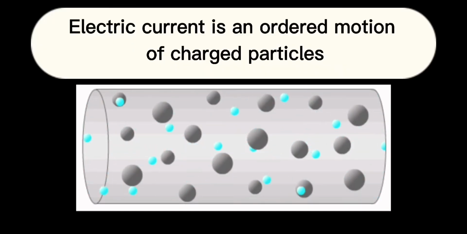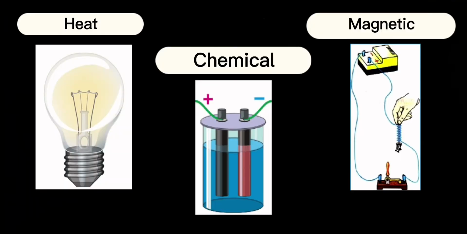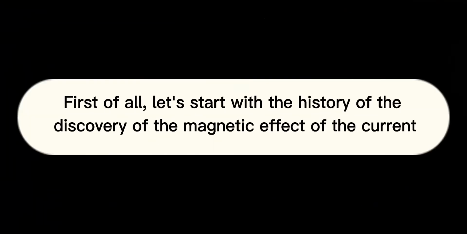Let's start with the definition. So, electric current is an ordered motion of charged particles. It can cause different effects, such as heat, chemical, and magnetic. We would like to talk about the magnetic effect of the current. First of all, let's start with the history of the discovery of the magnetic effect of the current.